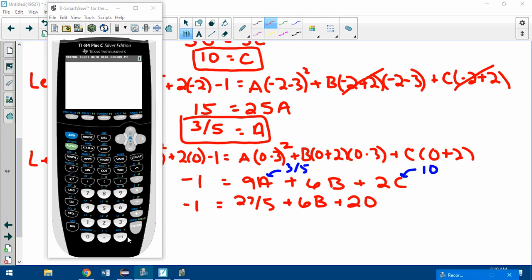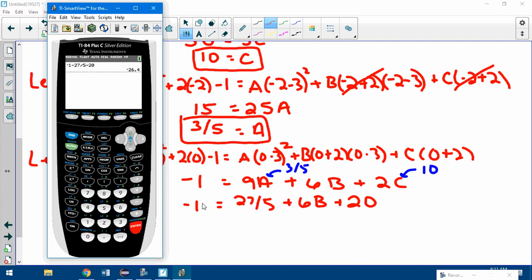All right, here we go. If I do negative 1, I'm going to subtract the 27 over 5. I'm going to also subtract the 20. So that gives me that equals 6b, so then I divide by 6. And let's make it a fraction, because fractions are friends. Negative 22 over 5 equals b.